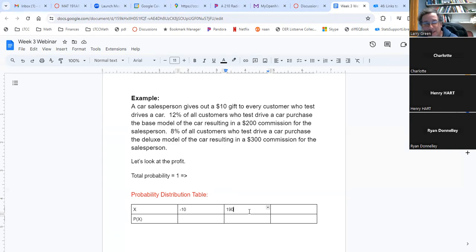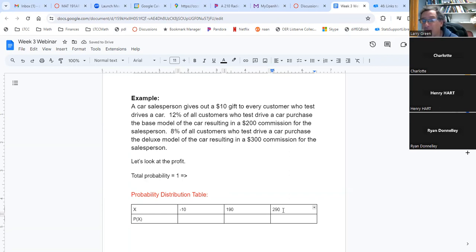And what's the best thing that could happen for the car salesperson? What's the profit? What's the other thing that could happen in terms of the profit? You could sell the deluxe model. And what would the profit be if they sell the deluxe model? It'd be 290, exactly. Same idea. There's a $300 commission, but they had to give the $10 gift. So that's $290 of profit.